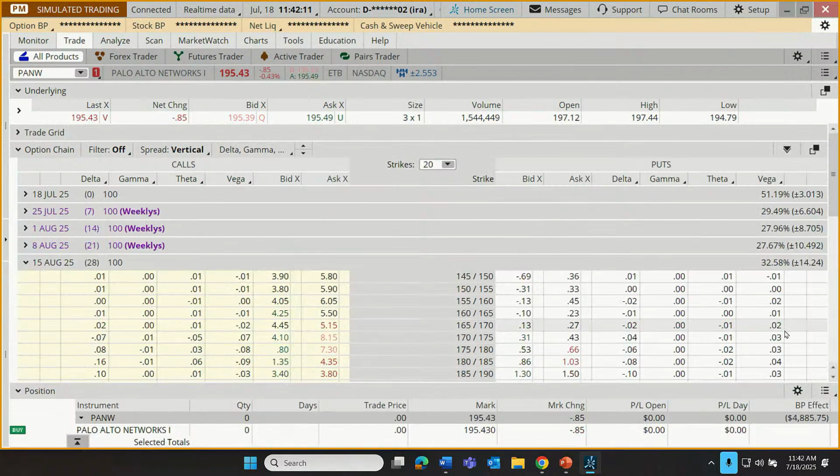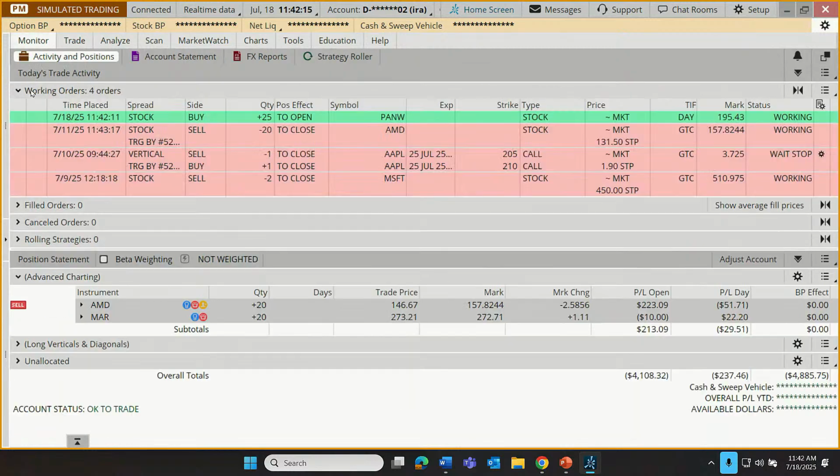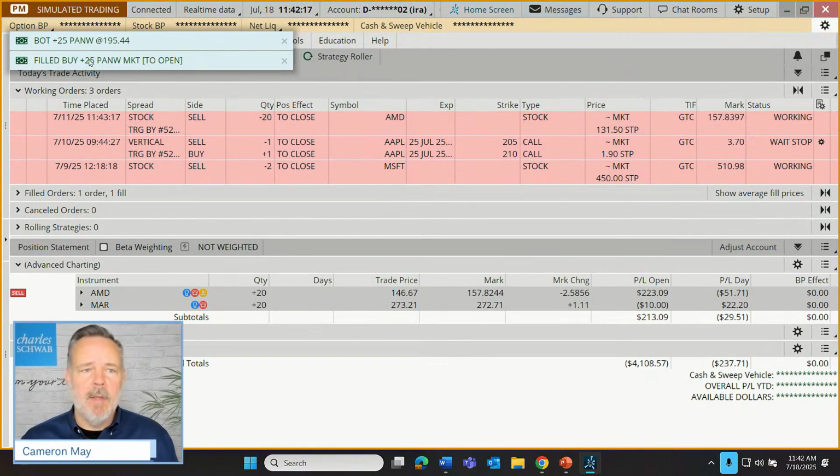Send that order off, and should fill here any moment. There we go. Bought that for $195.44.